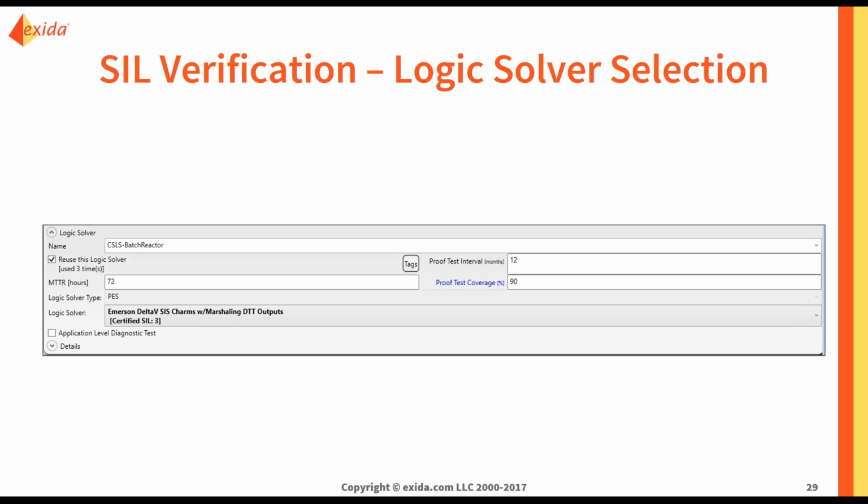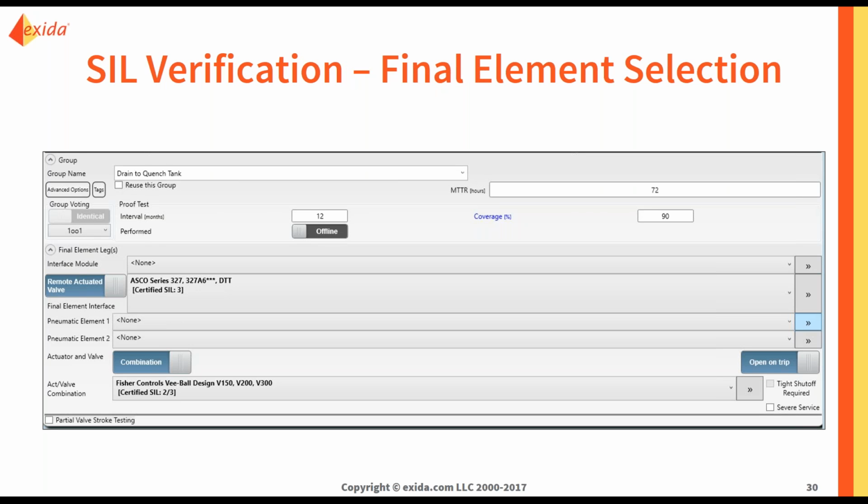We have a similar screen for the logic solver. Again, the MTTR, you'll see proof test interval, proof test coverage, and your equipment selection. And finally, we have the final element. This has all the same things. So your proof test interval, MTTR, proof test coverage, and your specific equipment, as well as any classifications.